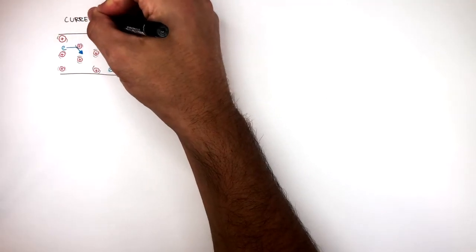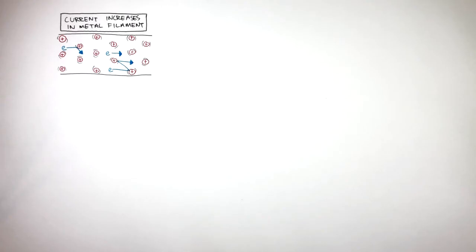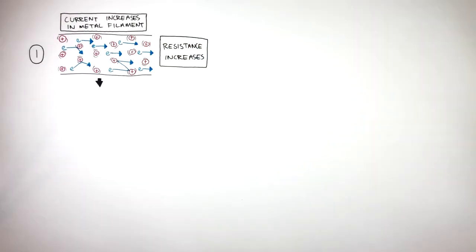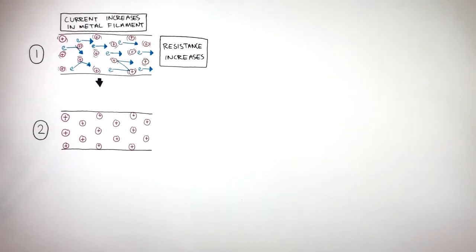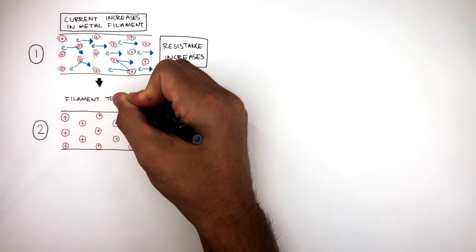Now, if the current increases in the metal filament, this means there will be more electrons flowing per second, shown by there being more electrons. Therefore, if there are more electrons flowing per second, this will cause there to be more collisions with the vibrating metal cations. So the resistance increases. So what happens next is, if the resistance increases, then the filament temperature increases as well.